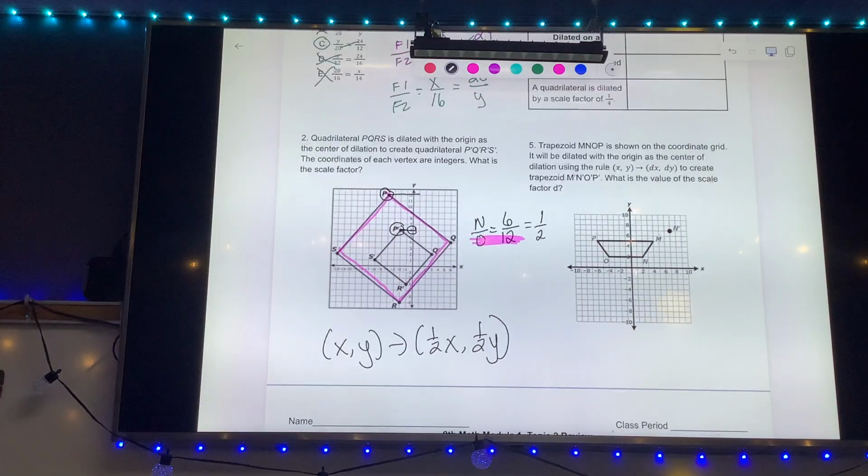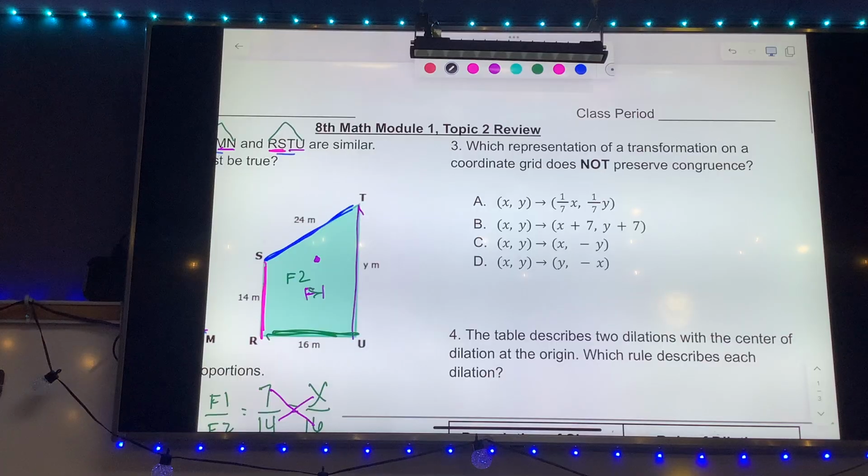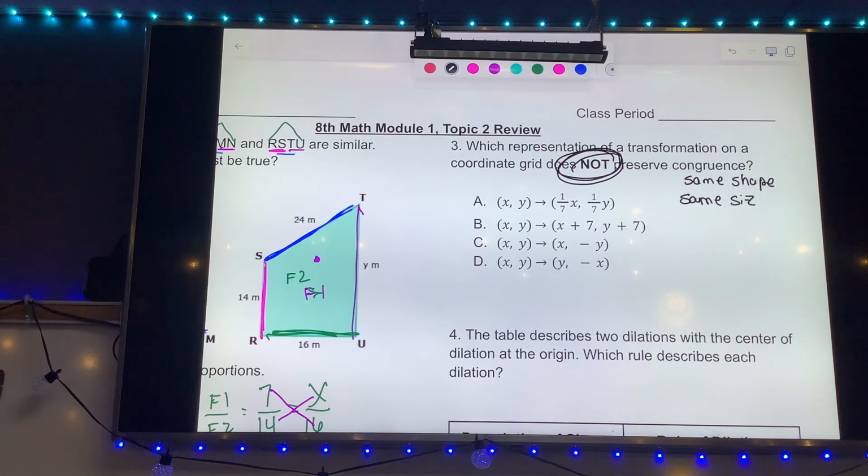Number 3. Which does not preserve congruency? Well, let's talk about translations, reflections, rotations, and dilation. Which one does not preserve congruency? Congruent means same shape, same size. That would be dilation.